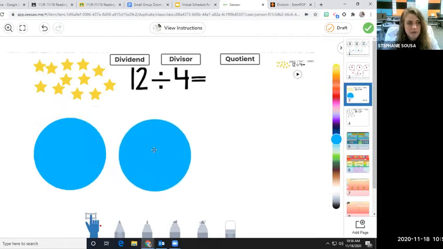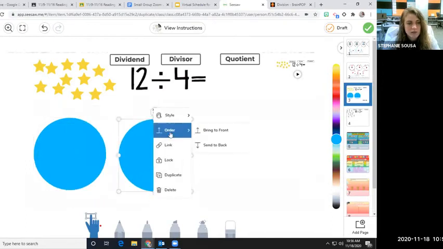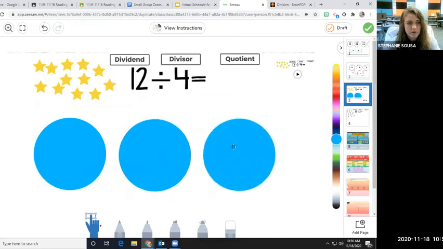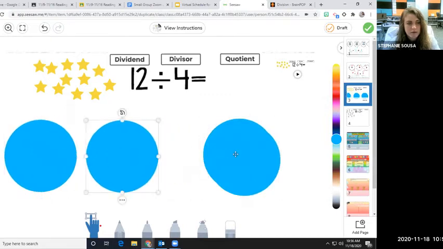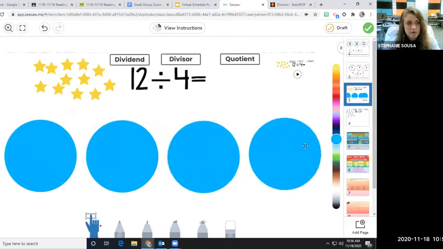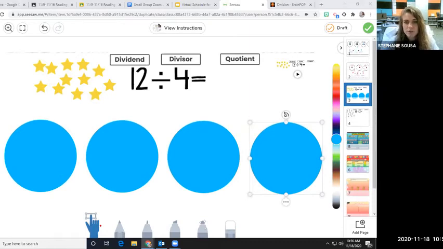My divisor tells me that I need 4. So there's a second group. There's a third group. And there is a fourth group. So I have 4 places to put my stars. I have 4 groups.